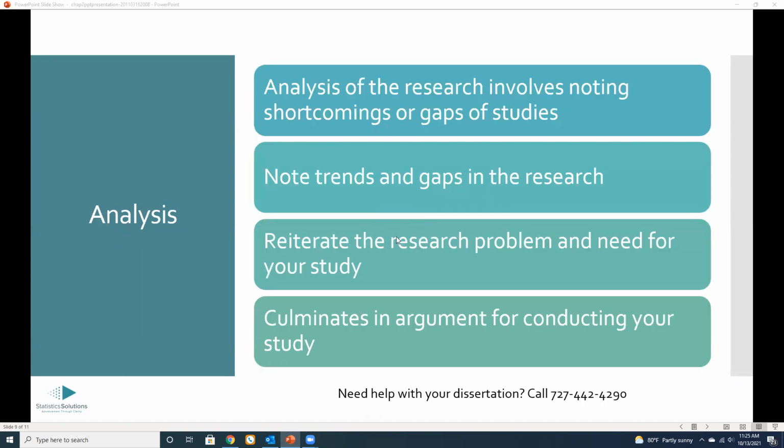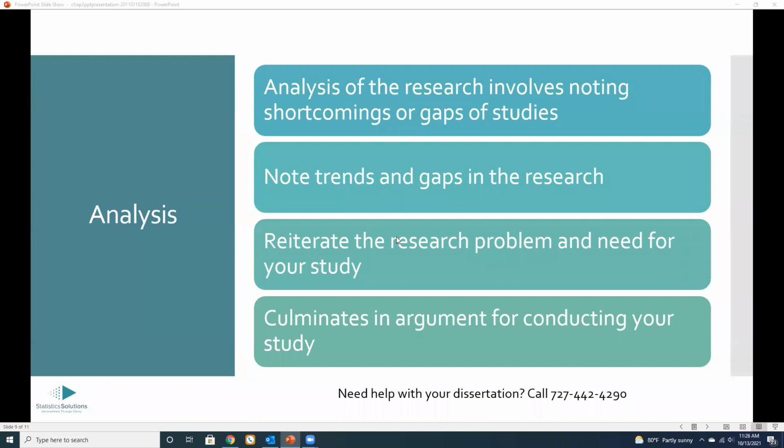Okay, analysis. You also want to do some analysis, which involves, you know, like anything else. Analysis is like evaluation. You're making comments about the quality of something. So any shortcomings or gaps in the studies you want to note. You also want to note any trends, things that the research seems to be focusing on. And anywhere that you can, you want to reiterate your research problem and the need for your study.